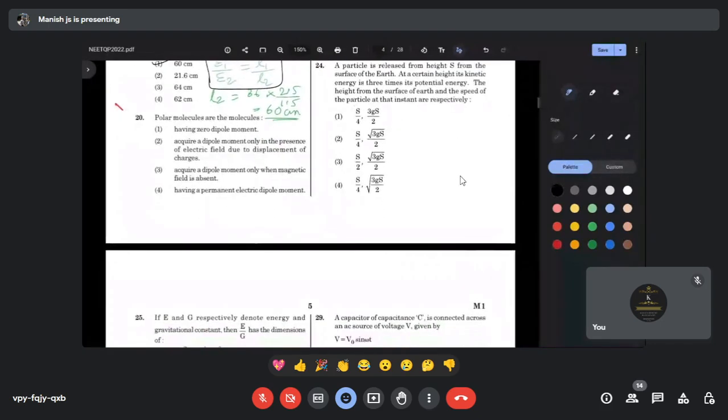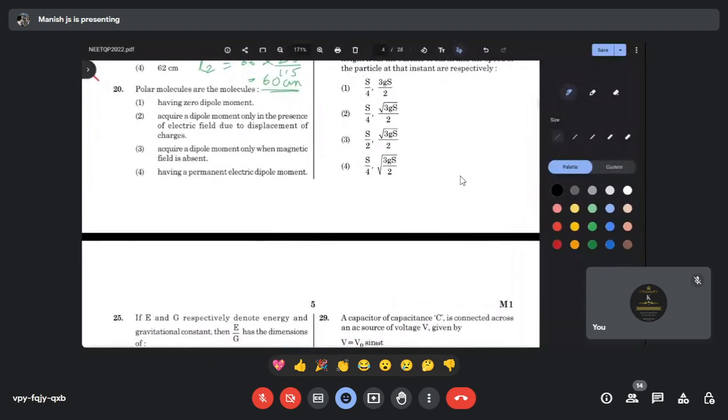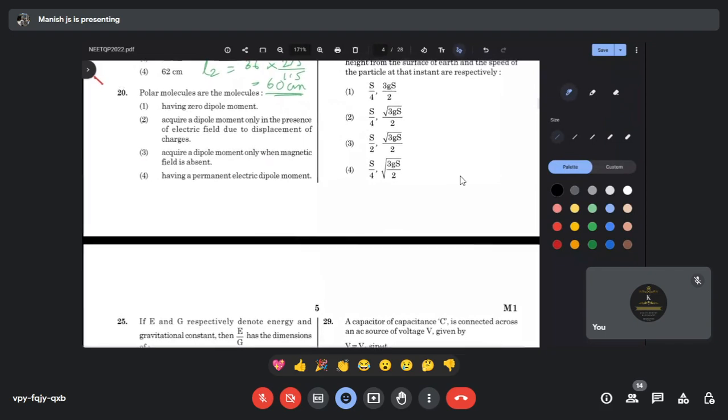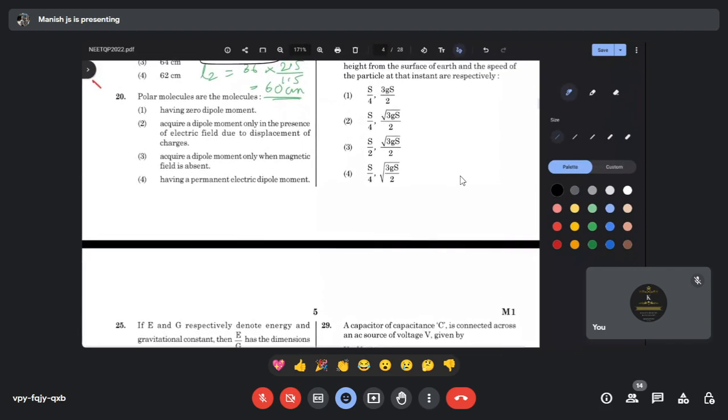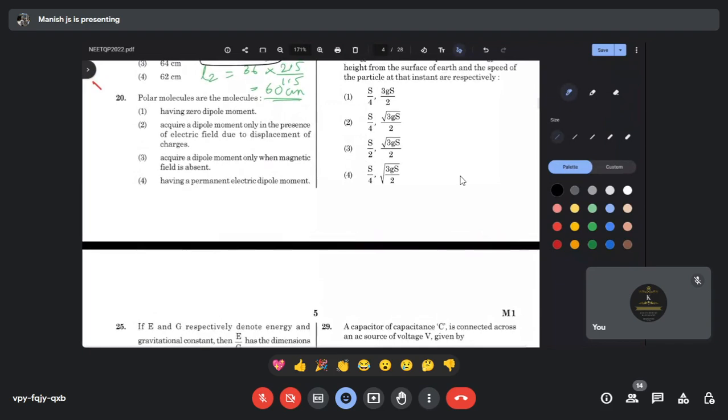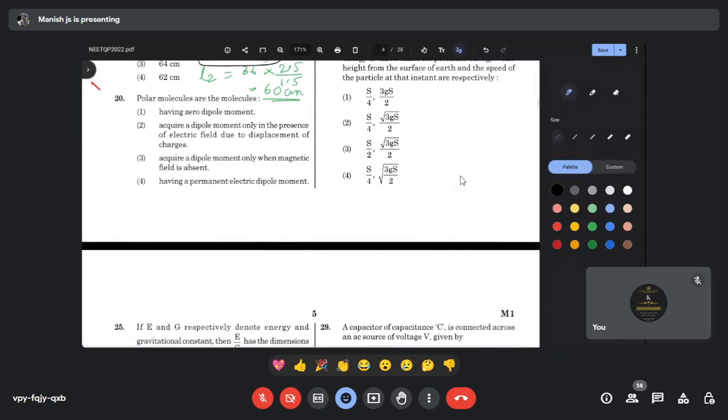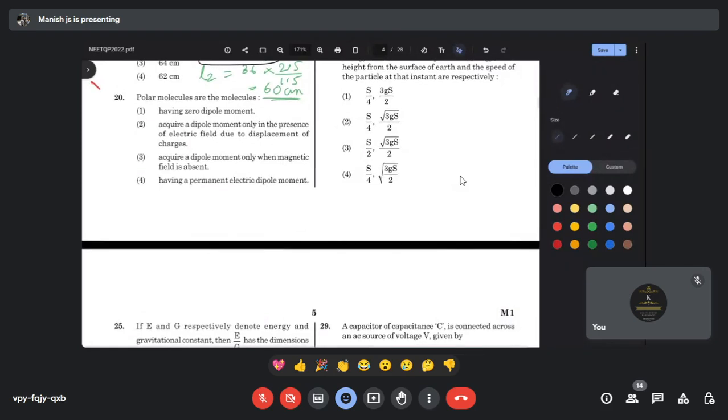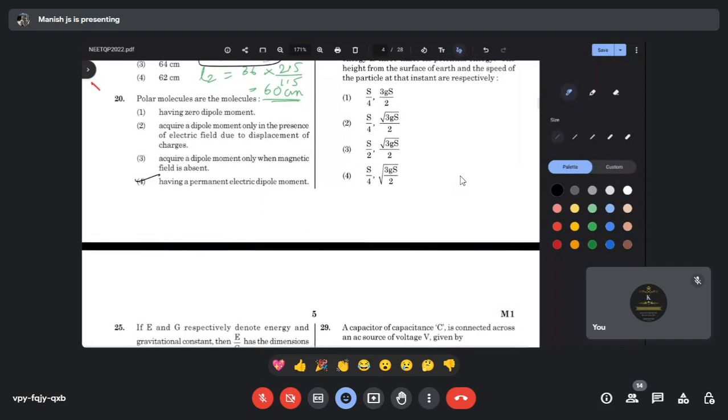So next question number 20. Polar molecules are molecules having zero dipole moment. First one, acquire dipole moment only in the presence of electric field due to displacement of charges. Third, acquire dipole moment only when magnetic field is absent. Four, having permanent dipole moment. So electric dipole moment is 4. Which one is correct? Option 4. Yes, option 4 is correct. It has a permanent electric dipole moment.